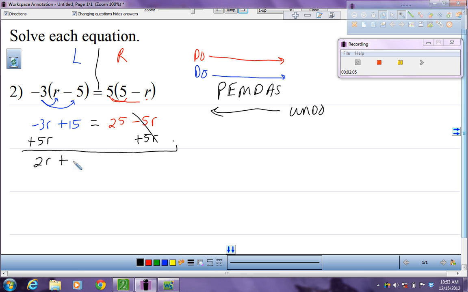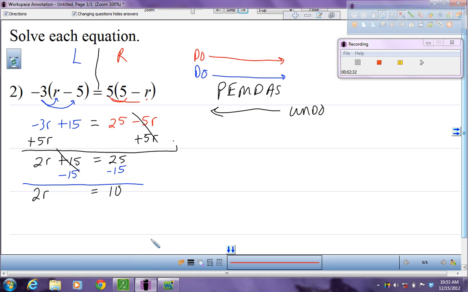Bring this guy down. Bring this guy down. R term, constant term, constant term. So I can see here that I gotta bring this constant term to the other side. Still doing my adding and subtracting, correct? So I have 2R equals 10. And now I can jump over to the multiply and divide.